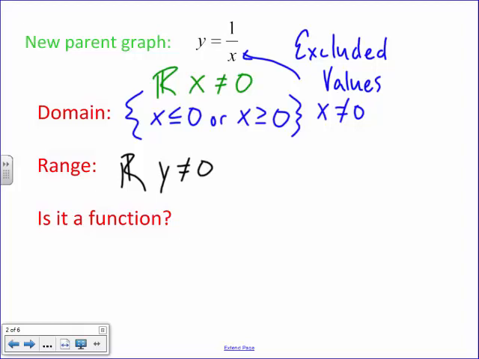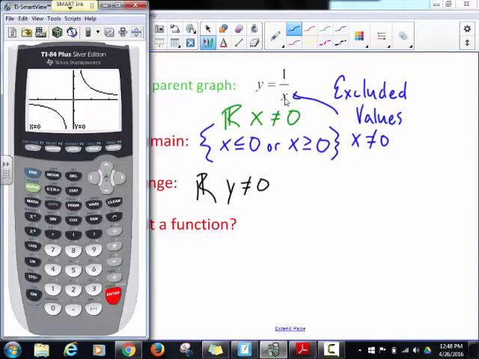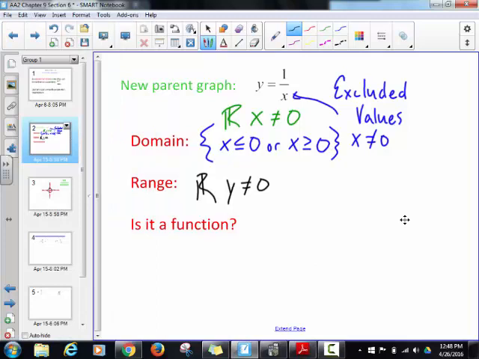Would this be a function? What determines a function? Yeah, each input can only have one output. And if I did the vertical line test with this, drew a vertical line all over, it only passed the graph one time. So yes, this would be a function as well, right? Each input of x would only have one output of y.